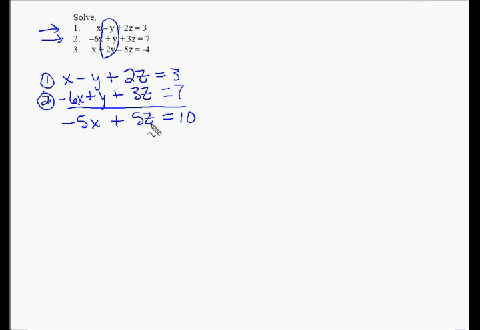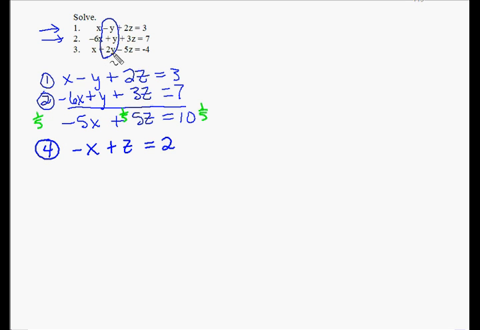Since all of these coefficients are divisible by 5, I'm going to multiply each term in this equation by 1/5. That way, I have the opposite of x plus z equals 2. And I'm going to call this equation 4.